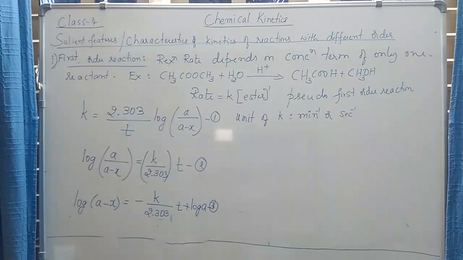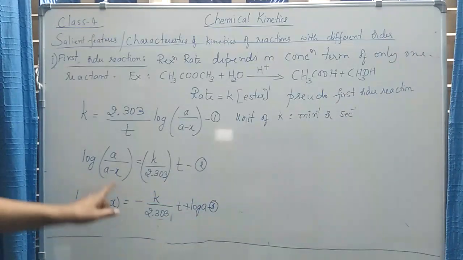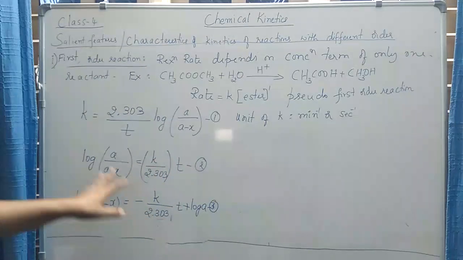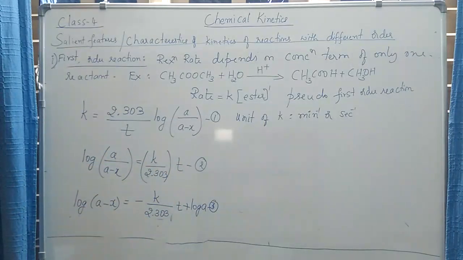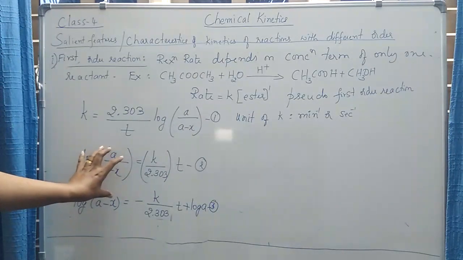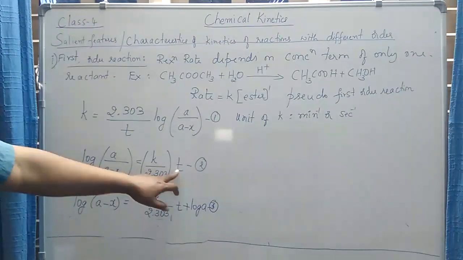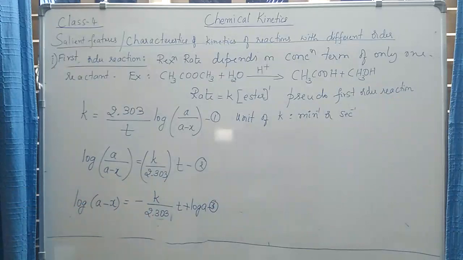So how to plot a graph? What is the characteristic graph for a first order reaction? For that, let us concentrate on equation 2 and equation 3. In equation 2, let us find out which are variables and which are constants. a is a constant, but x is a variable. It varies with respect to time. So overall a by a minus x is a variable. Here k is a constant, 2.303 is also a constant, time is a variable. So equation 2 is of the form y is equal to mx plus c, but c is equal to 0. So equation 2 represents a straight line passing through the origin.